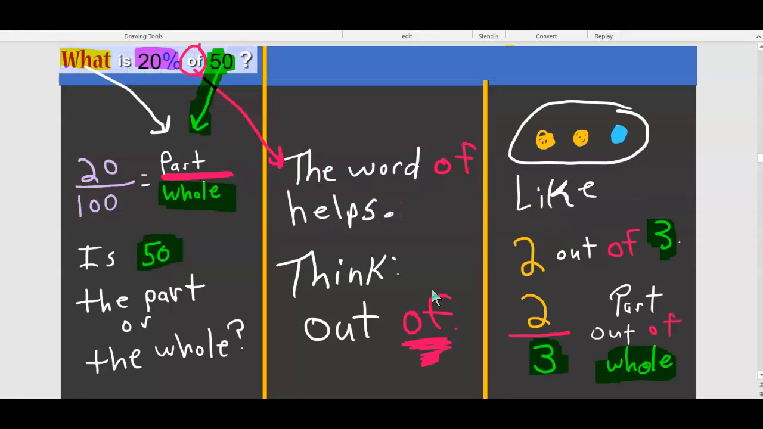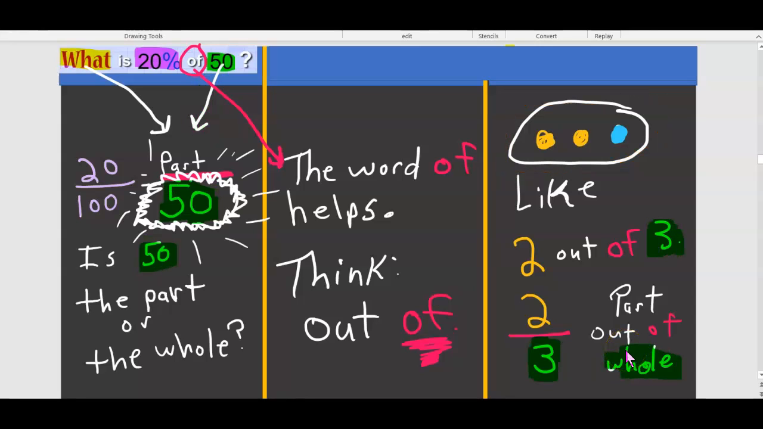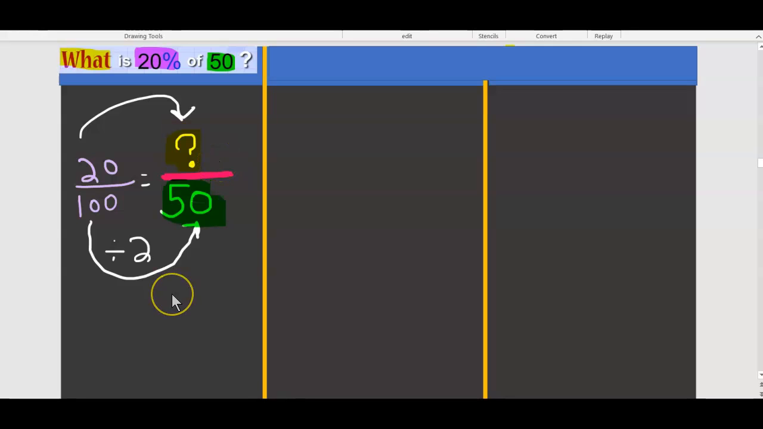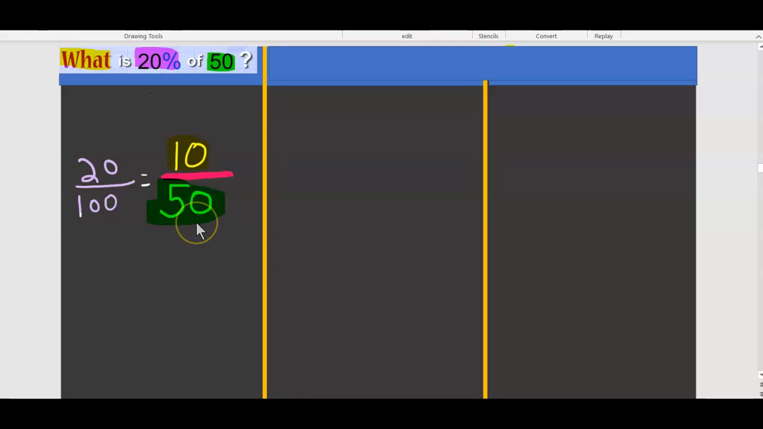So as you can see, for example, 2 out of 3 is really part out of whole. So 50 is on the bottom. That's the whole or the total. The part is on the top. There we go. Now what do we do? Divide by 2, divide by 2, and we get here 10. 10/50ths. Interesting. So what is 20% of 50? 10 is 20% of 50.